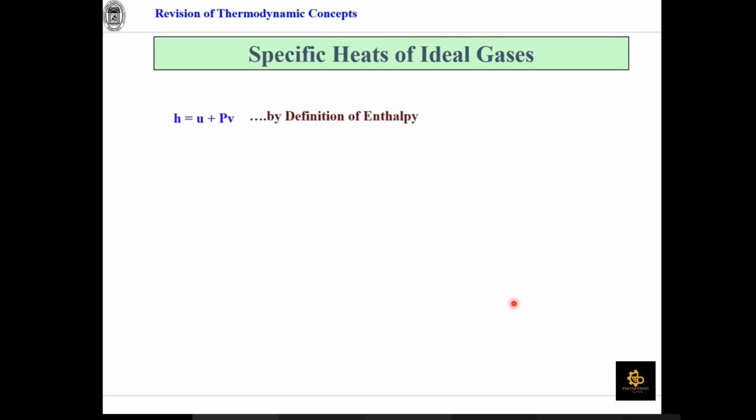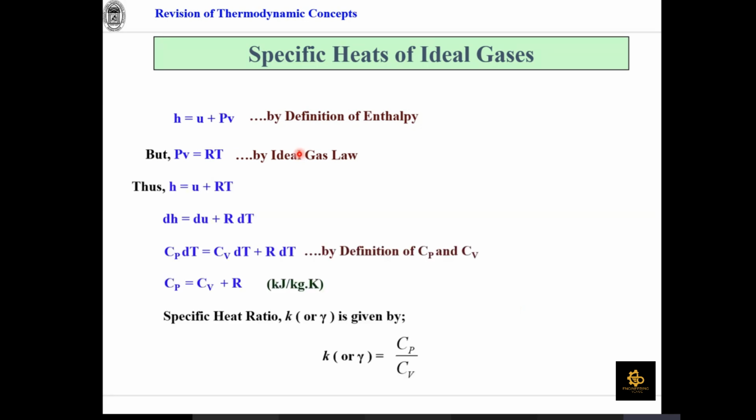Then you already know how to define enthalpy. Enthalpy is U plus PV, and PV is equal to RT, which comes from the ideal gas law. So this is your basic relation, and this is your final relation: CP is equal to CV plus R. You commonly use this relation in your Thermodynamics 2 course as well. You should also know the units, kilojoule per kg Kelvin.